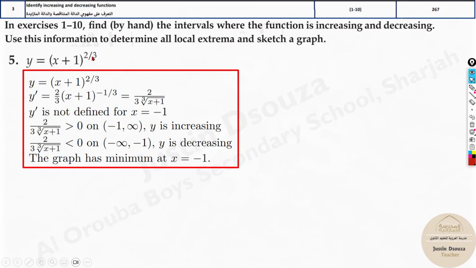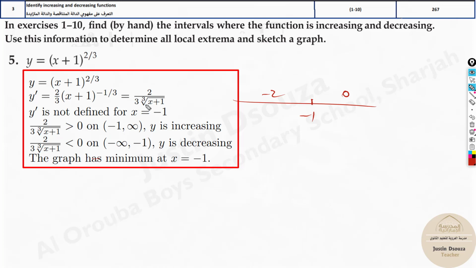Now here it is just a fractional power. Use the power rule and solve it. Now here this is the undefined point. Now x is -1. This is the critical number. So the easier method over here to check is the number line method. Let's take the critical number as -1, and take test values of -2 and 0.